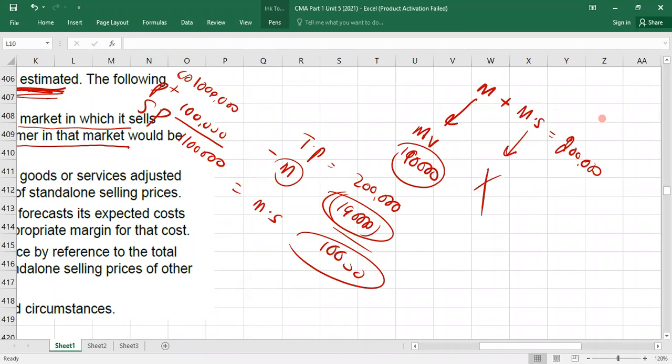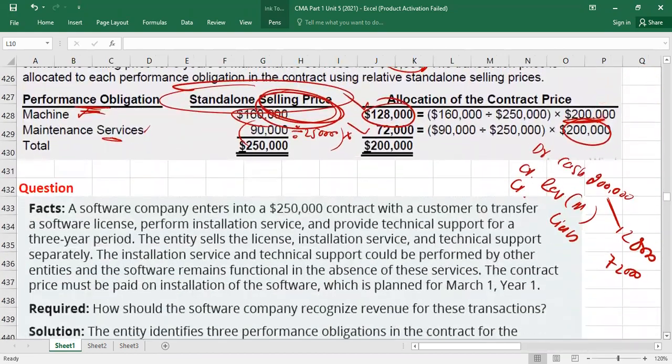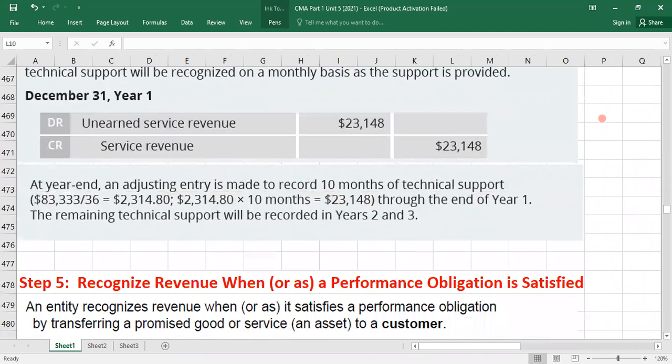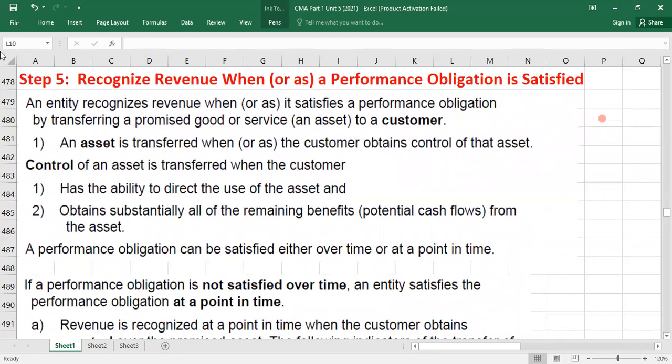Now, guys, we are going to discuss the last step, number 5. There are some extra examples, but we are running short of time. Step number 5 is what? The last step: recognize revenue. You will book the revenue and bring it to the financial statements when, or as, the performance obligation is satisfied. Please learn now what I'm telling you. When do we assume the performance obligation is satisfied?